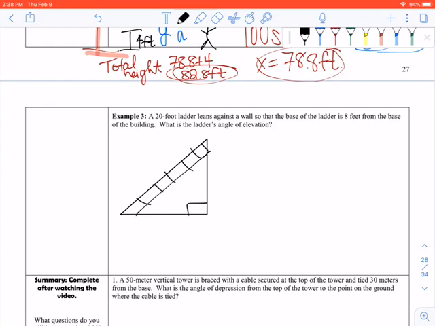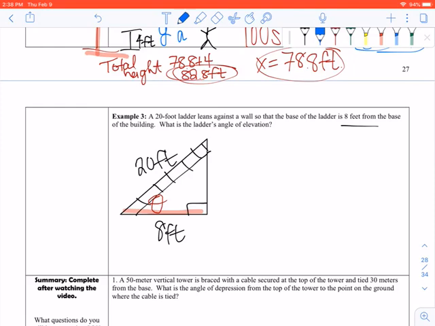Okay, it says the base of the ladder is 8 feet from the base of the building. So from the bottom of the ladder to the base of the building, that's your horizontal side. That's 8 feet. The ladder is 20 feet long, not the height of the wall. What I want to find this time is the angle of elevation, which remember is always with the horizontal side. So that's going to be at the bottom. Okay, always with the horizontal. Right, here's my horizontal. So there's my angle, not the top angle.